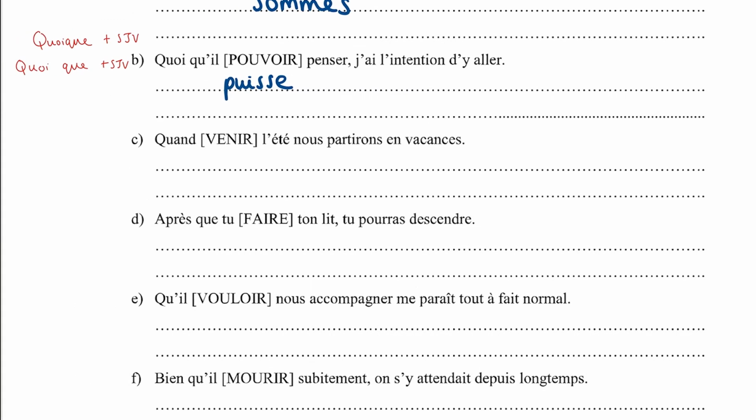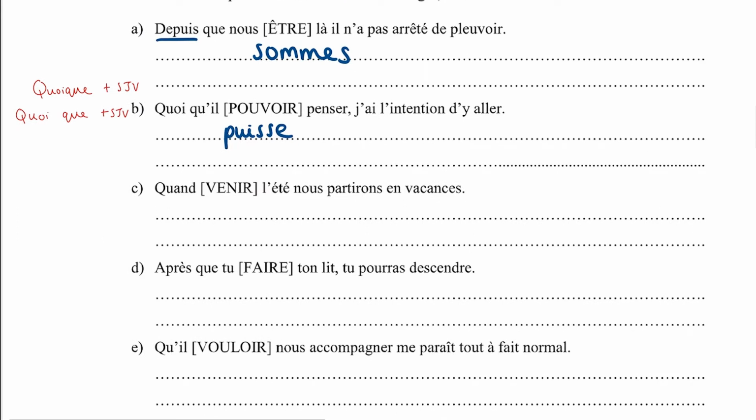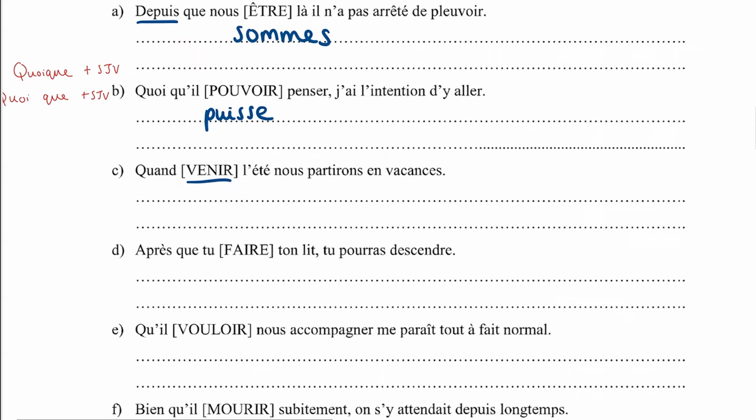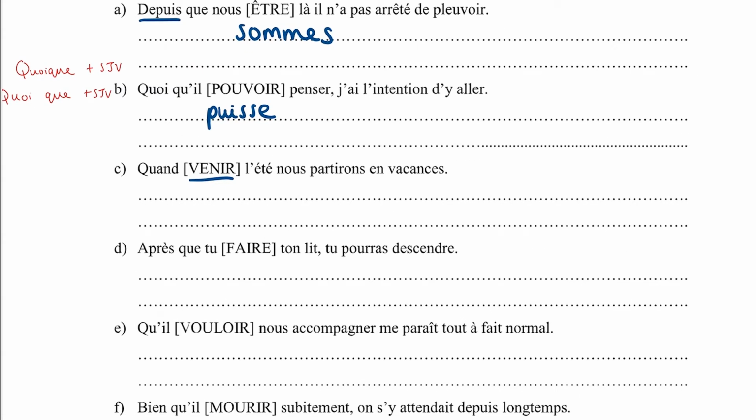Good. Quand vienne l'été, nous partirons en vacances. When summer comes, we will go on holiday. Again, you need to be really careful with your tenses in French. This is what it's called, a hidden future. In English, we use the present tense here, as I've just said, but in French, you're going to use a future tense. It's going to be quand viendra l'été, nous partirons en vacances.